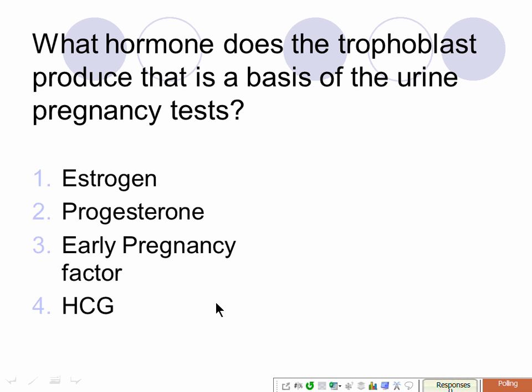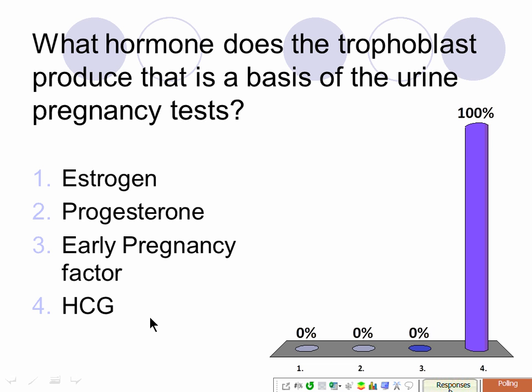Okay, let's look at this one. HCG, yes, very good. The early pregnancy factor is not formed by the trophoblast. That was a protein formed after fertilization, okay? And this HCG is the one which you test in the urine, the over-the-counter pregnancy tests.